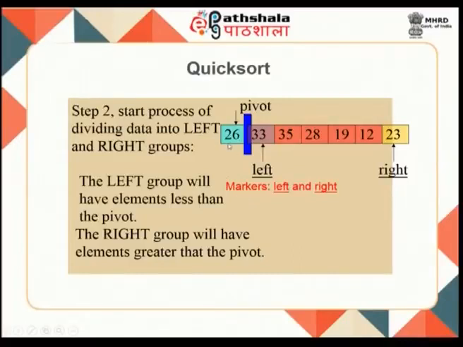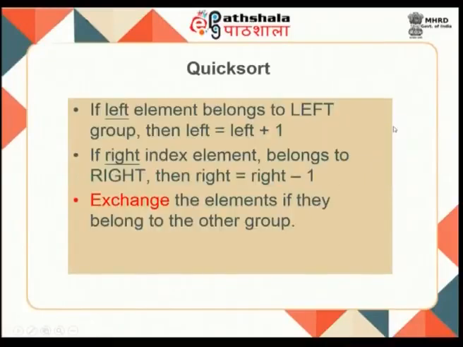So I am taking 26, the first element of the unsorted array, as a pivot. I am putting the pointers left as well as right, such that left will scan the array from left to right and the right pointer will move from right to left looking for candidates for exchange. How does the exchange take place? It is something like this.